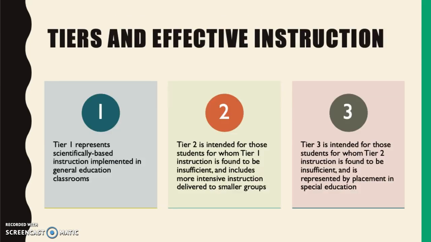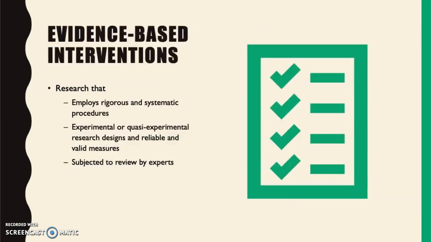So the tiers and the effective instruction. Tier 1 represents scientifically based instruction implemented in general education classrooms. Tier 2 is intended for those students for whom Tier 1 instruction is found to be insufficient and includes more intensive instruction delivered to smaller groups. Tier 3 is intended for those students for whom Tier 2 instruction is found to be insufficient and is represented by placement in special education.